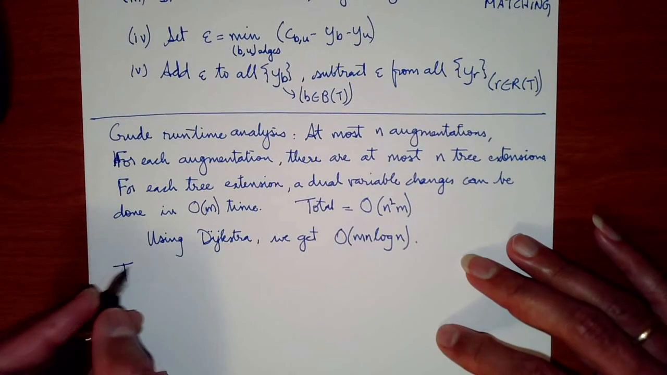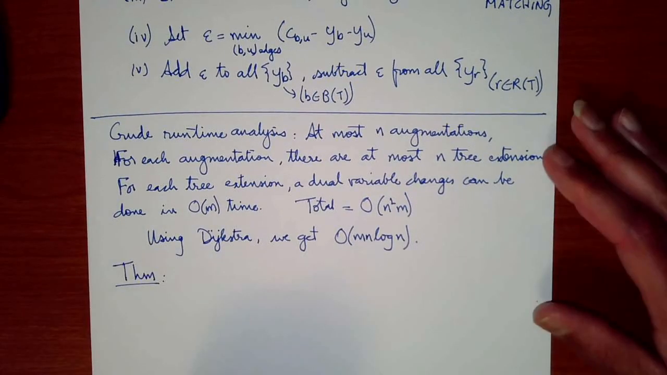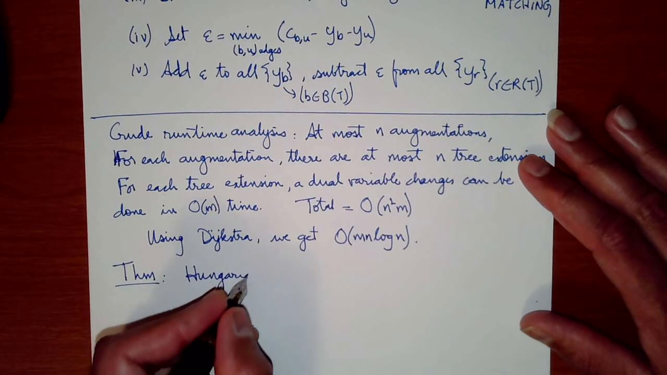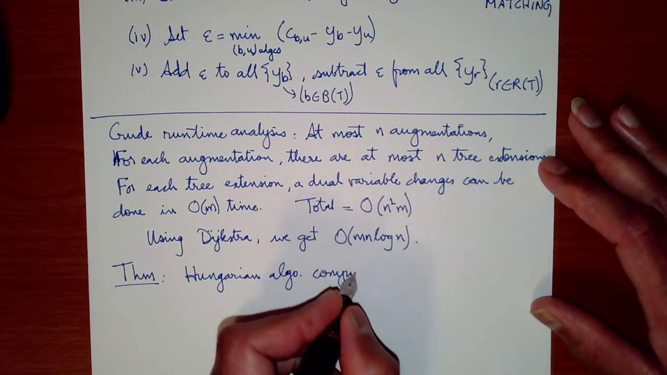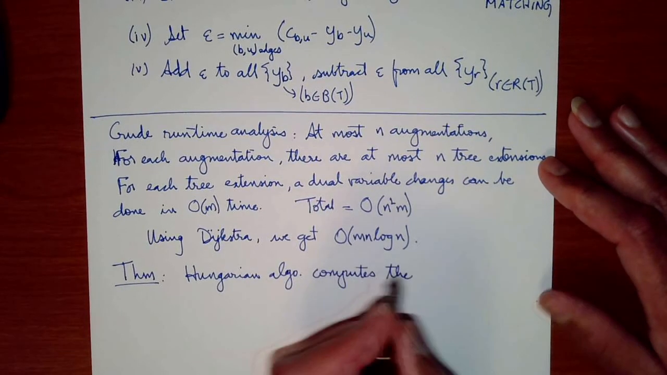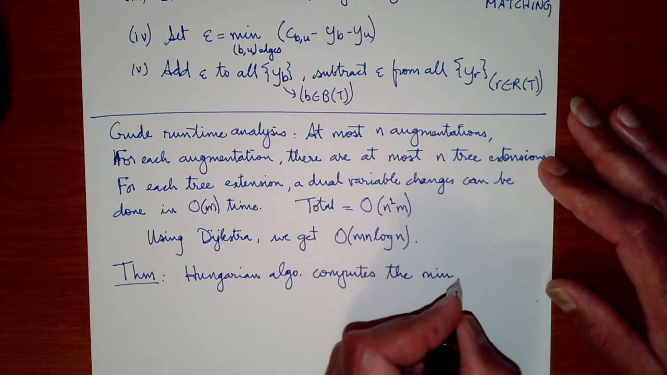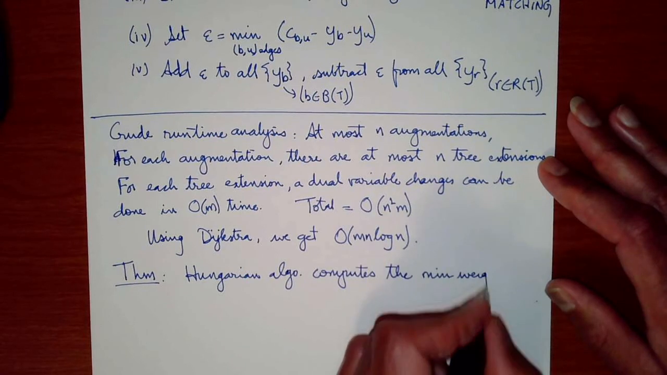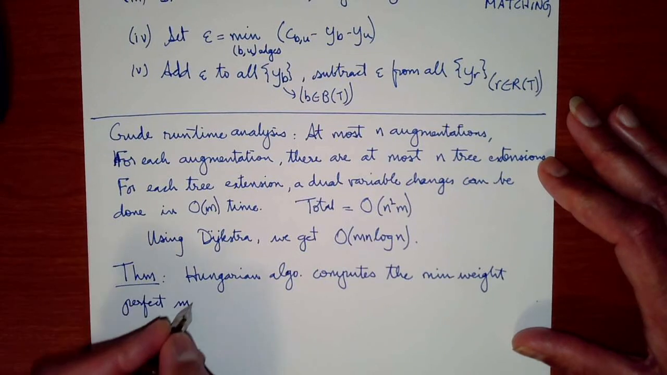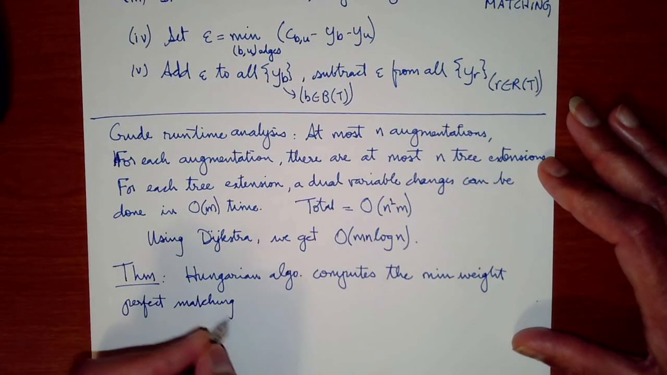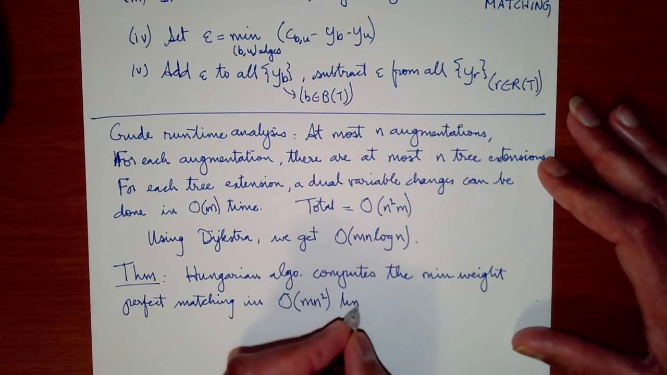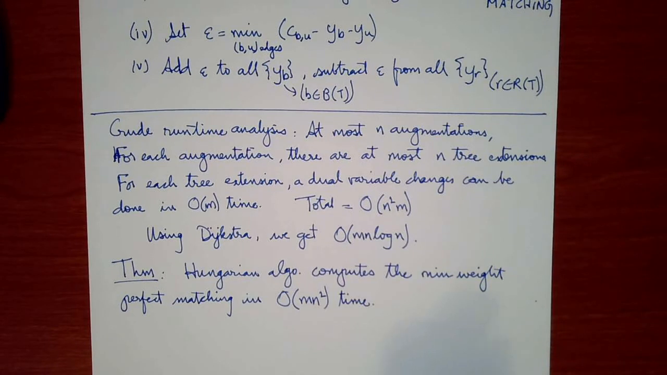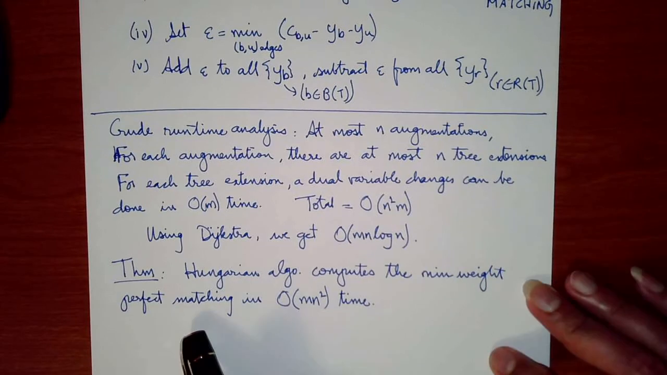So I'll just state the basic theorem here. The Hungarian algorithm computes the min cost, or min weight, perfect matching in O of Mn squared. Okay, so that covers the main theorem of what we had today.